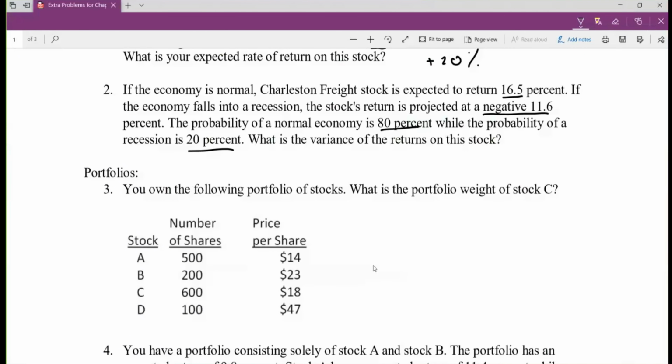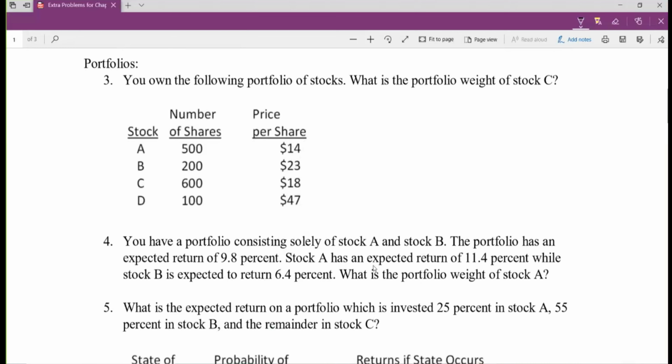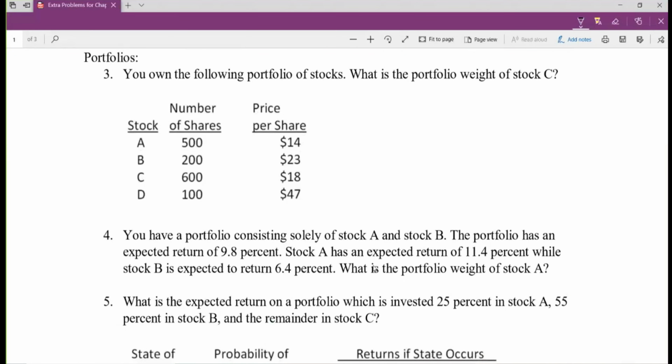Now for number 3, I need to determine the portfolio weight of stock C. So here I have a portfolio with 4 different stocks. I have the number of shares and the price per share for each of those 4 stocks. So in order to determine the weight, I need first to determine the value of my portfolio. So mainly, I multiply the number of shares by the price per share to determine my holdings from each stock. So here, if you want, I'm computing the market value of my holdings.